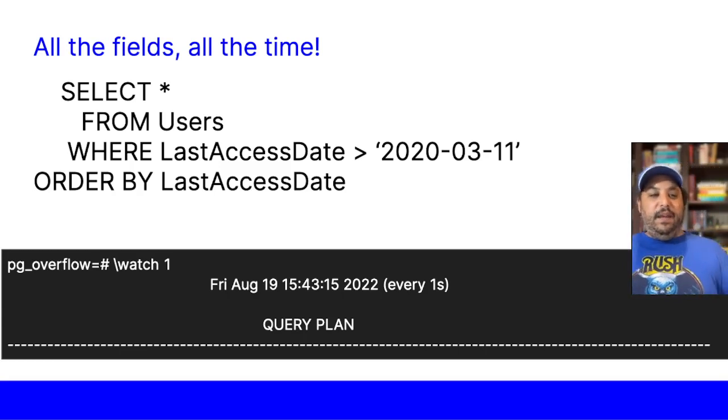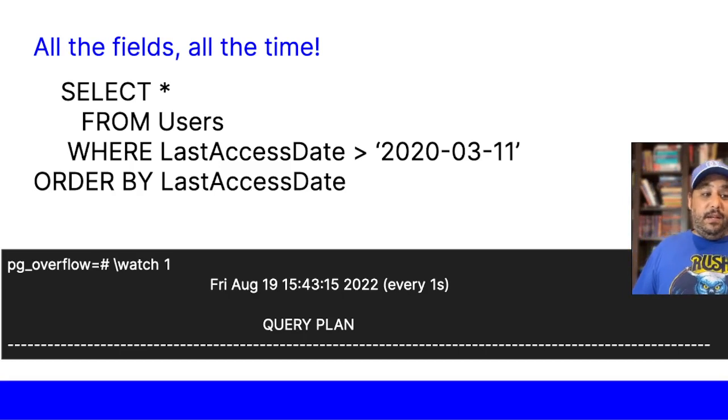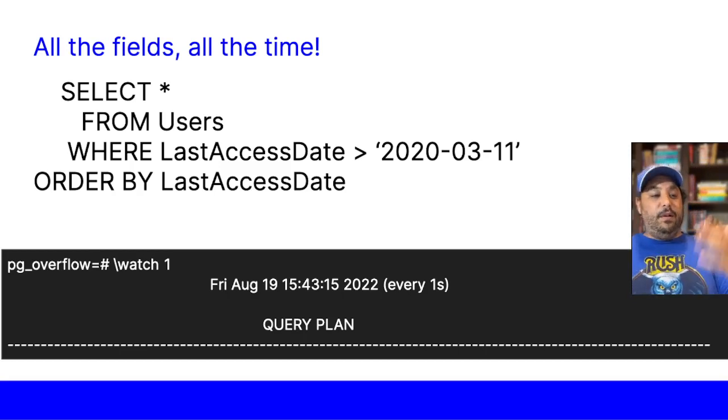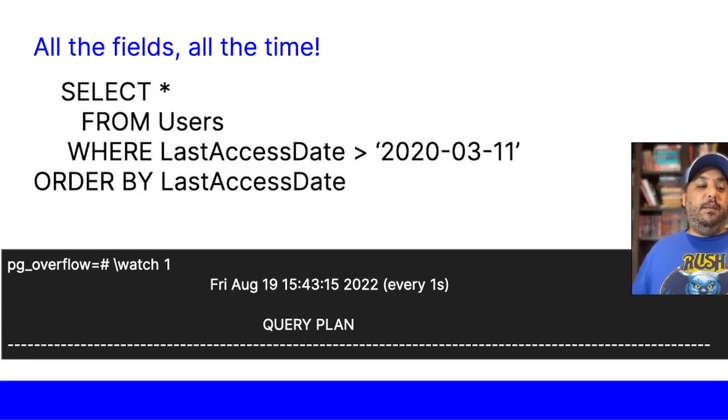Well, in psql, there's a command called \watch, and if I pass it a 1, it'll run that same query every 1 second, right? So if I were to pass our query in with the select star and order by on the last access into the watch 1 command, it's going to run that every 1 second. What does that mean as far as execution? How does that change what Postgres does?